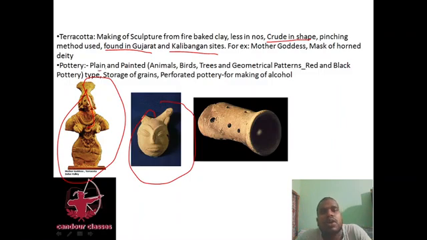And pottery. In pottery, you can find plain and painted potteries and painted animals, birds, trees, and geometrical patterns. And these painted potteries are also known as red and black pottery type. Then why were these potteries needed? For storage of grains. Then perforated pottery for making of alcohol. See, this is the perforated pottery. At that point of time, here you can find these holes, and these were used for making of alcohol.